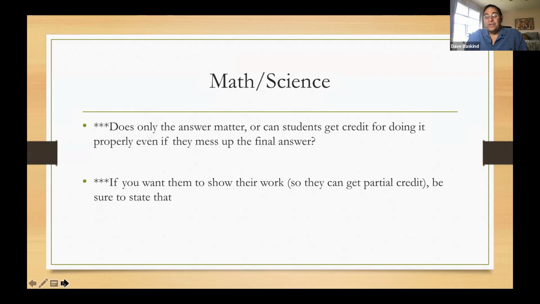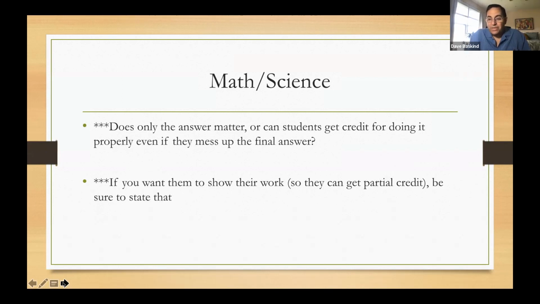But my preference is that students should get some credit for setting things up properly, even if they miscalculated along the way. So if you can give them some credit for at least showing that they know what to do, even if they didn't get the right answer in the end, personally, that would be my preference.